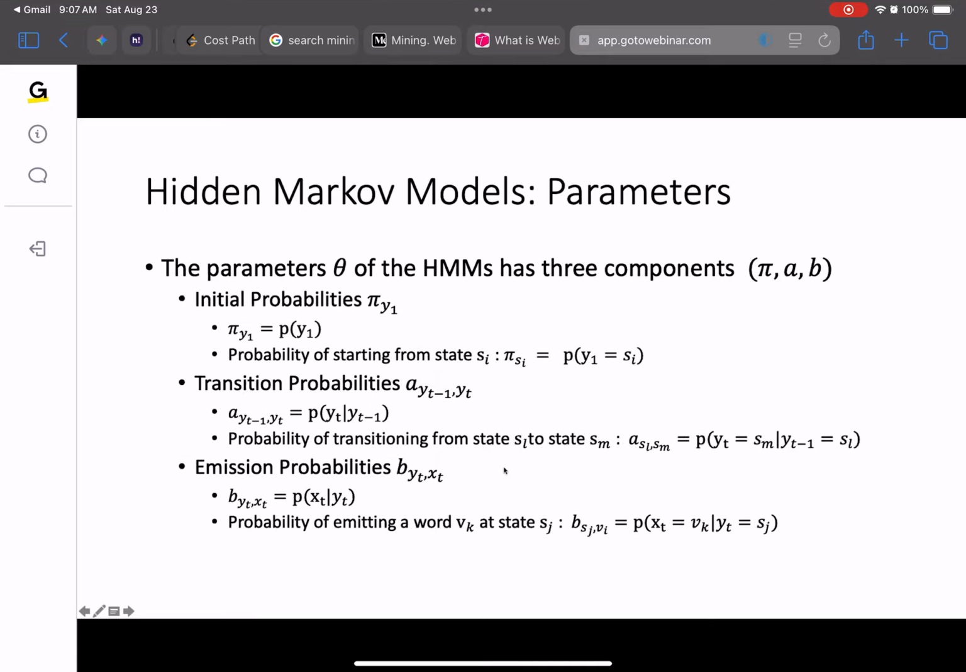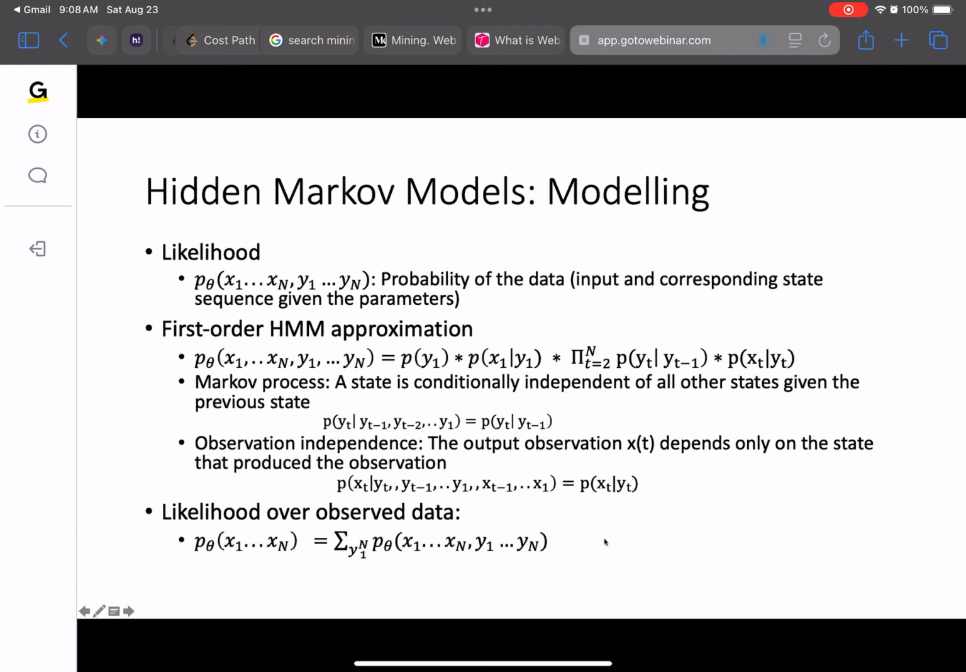Let's define it more formally. The initial probability of starting from a state Si is indicated using pi(Si), and the probability of transitioning from state Sl to state Sm is indicated by a(Sl, Sm), and the probability of emitting a word Vk at state Sj is indicated by b(Sj, Vi). Sorry, this is a typo here. This is Vk.